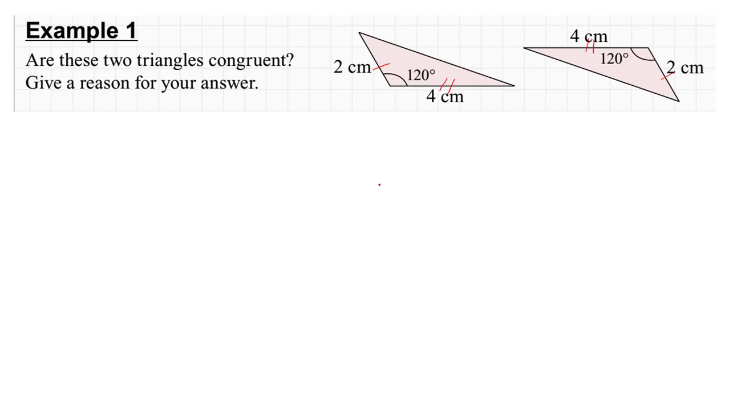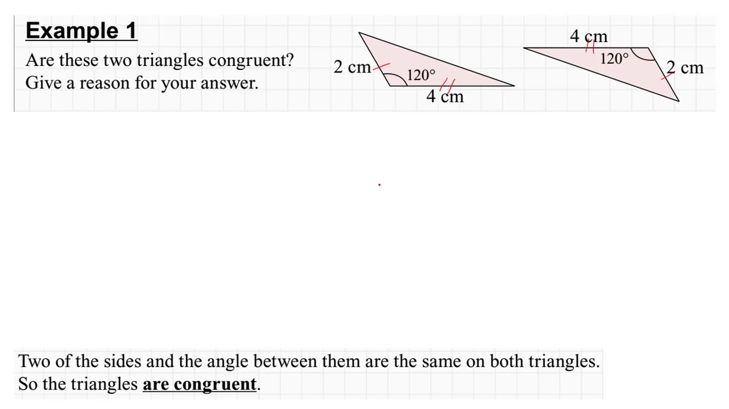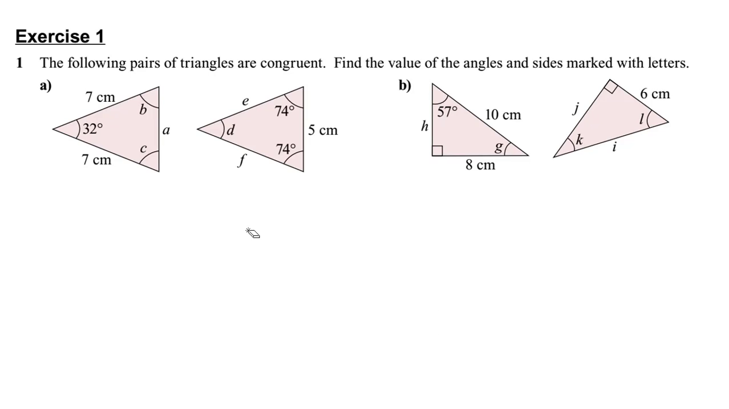So in this one, I can see that I'm talking about two sides and an angle between them. So two of the sides and the angle between them are the same on both triangles, so the triangles are said to be congruent. That's the reason you have to put. Therefore, these two triangles are congruent. I would like you to pause the video now and try question A and question B quickly.